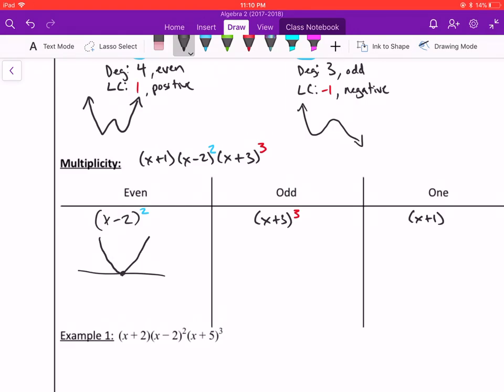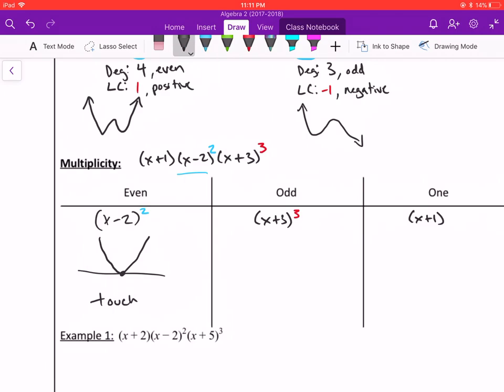It's going to touch it and go back up in the same direction. Think of it as even, starting positive, ending positive, so it's going up. It's going to touch it, and it's going to go back up. So here, we're touching when the multiplicity is even. When you look at x minus 2 squared and you're trying to graph that 0, it touches and goes back.